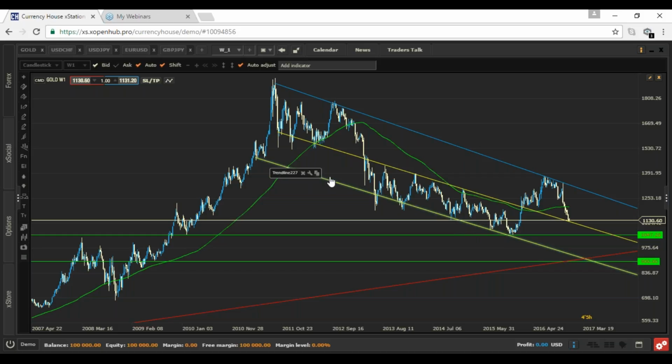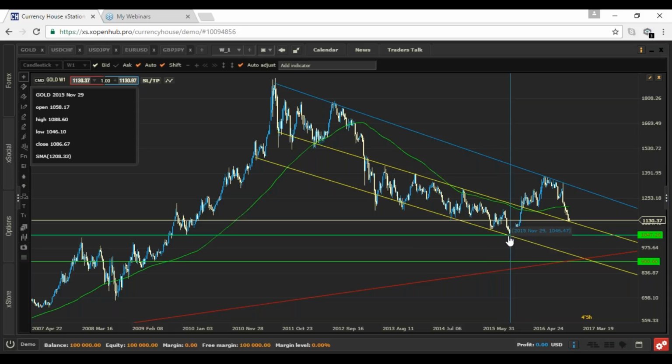So technically, after such a trend has occurred, we have to expect the price to test the bottom line of this channel. And the nearest target for the price of gold is this green line. Why? Because it is the low. You can see here that this low is the nearest target for the price of gold to reach.